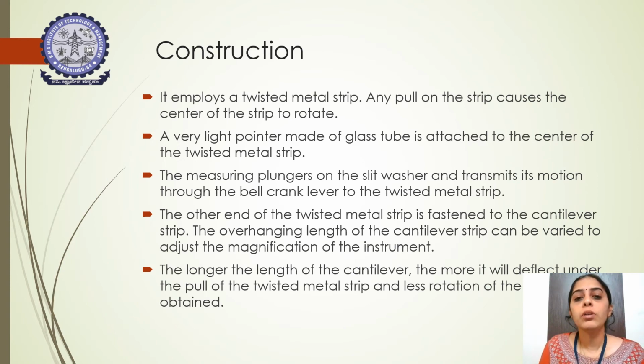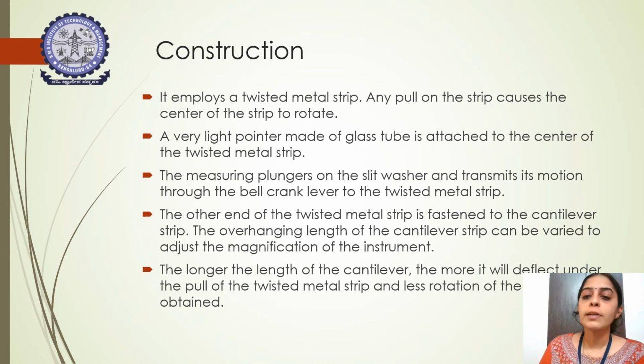Now you should know the construction of the Johansson Mikrokator. It employs a twisted metal strip, and any pull on the strip causes the center of the strip to rotate. We have explained this already. So if any pull is applied on the strip, it starts rotating. A very light pointer made of glass tube is attached at the center of the twisted metal strip. Further, at the twisted metal strip, you have a very light pointer made up of glass tube.